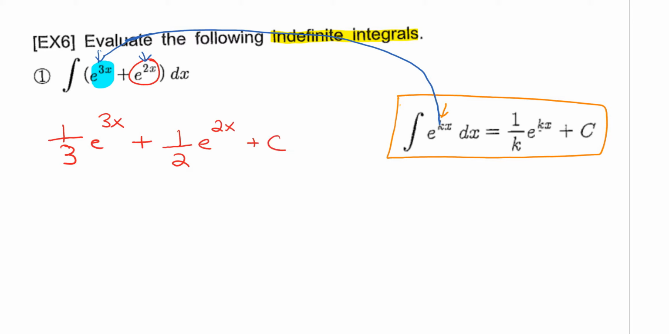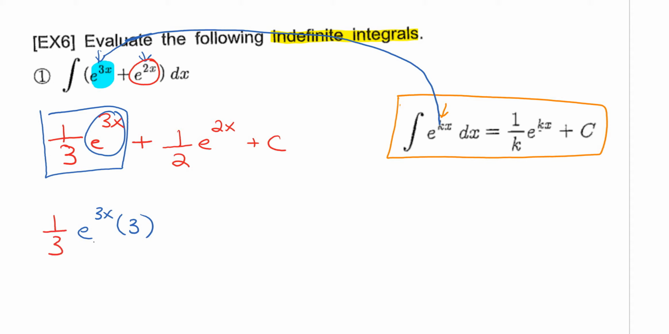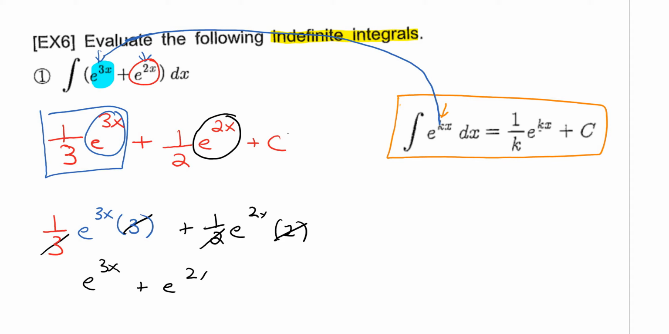Now, once again, you can always check your answer by taking the derivative of your final result. So if I take a look at this expression right here, what's the derivative of that? Well, the derivative of e to the 3x, that's e to the 3x times 3. But you still have the coefficient of 1/3 at the front. And you'll notice that the 3's just cancel off here, and you're left with e to the 3x plus 1/2. And then the derivative of that is going to be e to the 2x times 2. And then the 2's will cancel off, giving you plus e to the 2x. And the derivative of c is just 0, so plus 0.